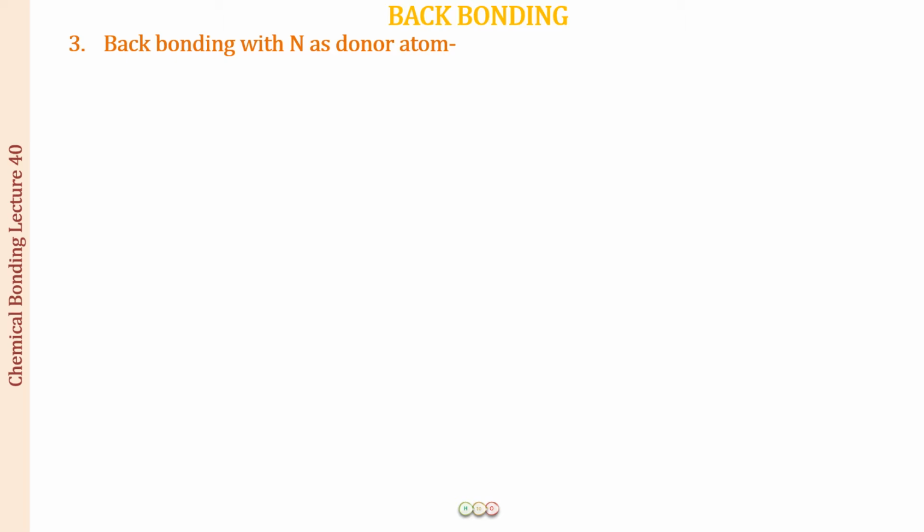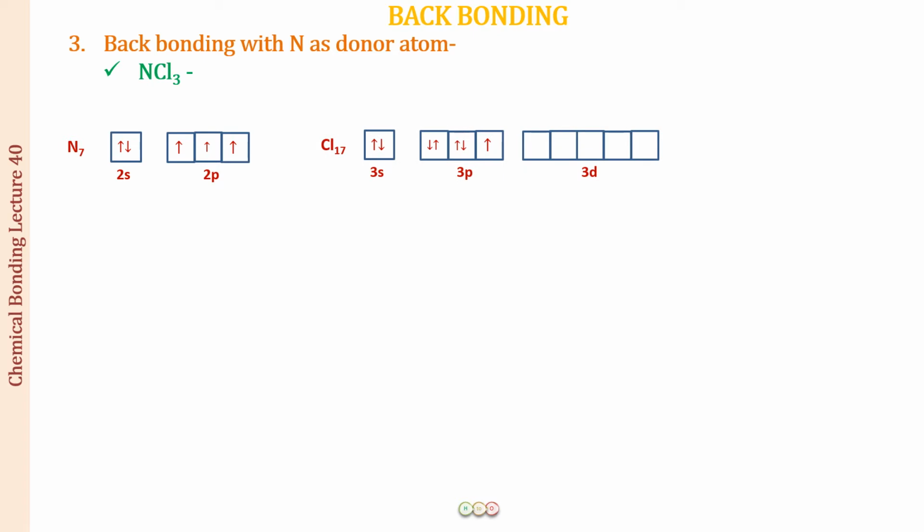So the first molecule that we will be discussing is NCl3. In NCl3, you know that nitrogen is a second period element and chlorine is a third period element, so this condition gets satisfied. As far as the electrons are concerned, nitrogen has the outer shell electronic configuration 2s2 2p3, so it has a lone pair of electrons, and chlorine has the electronic configuration 3s2 3p5, so it has vacant d orbitals. So there is a possibility of back bonding in NCl3.